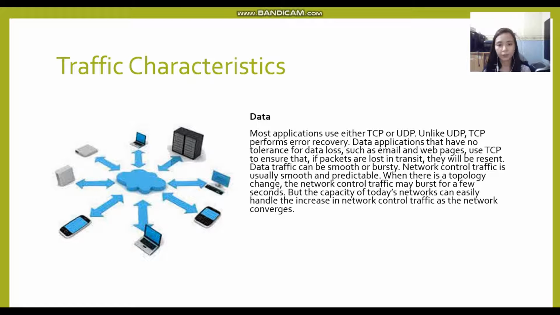Data traffic can be smooth or bursty. Network control traffic is usually smooth and predictable. When there is a topology change, the network control traffic may burst for a few seconds, but the capacity of today's networks can easily handle the increase in network control traffic.